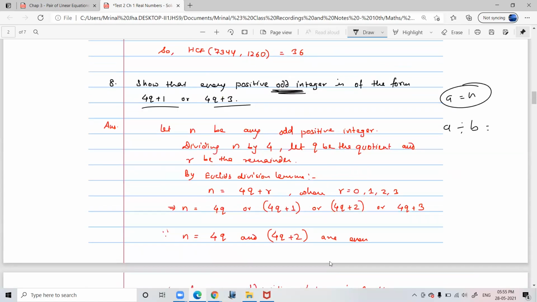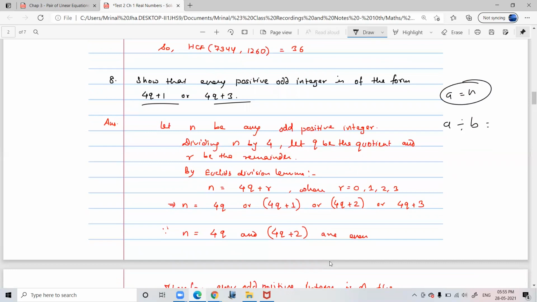So any other doubts? Sir, the extra sums. Extra sums, okay.